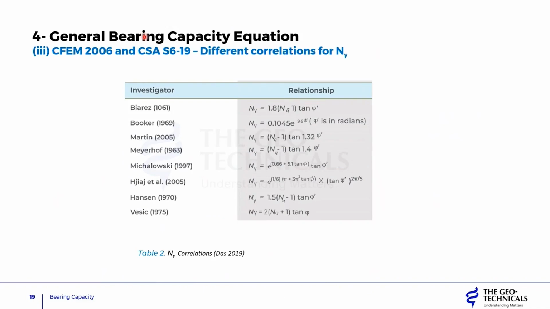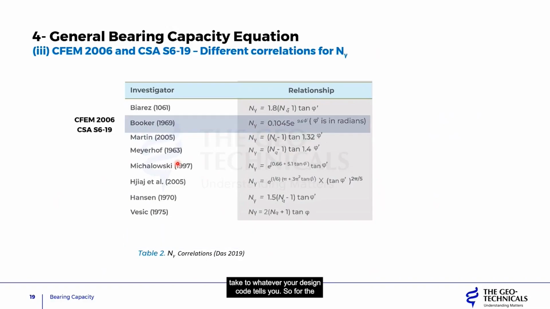Now, as I told you, N gamma is not unified between the different scientists, and it's a pretty big thing. So there are different equations: Meyerhof, Booker, Martin, Hjiaj, Hansen, and Vesic. The most famous three are Meyerhof, Hansen, and Vesic. And the difference is quite significant, by the way. See the three of them. It's just very significant. That's why you just stick to whatever your code tells you.